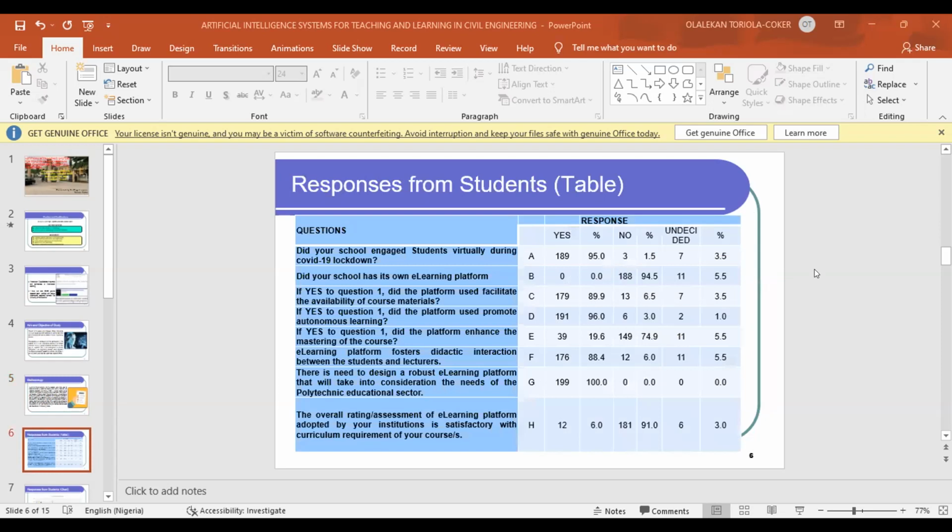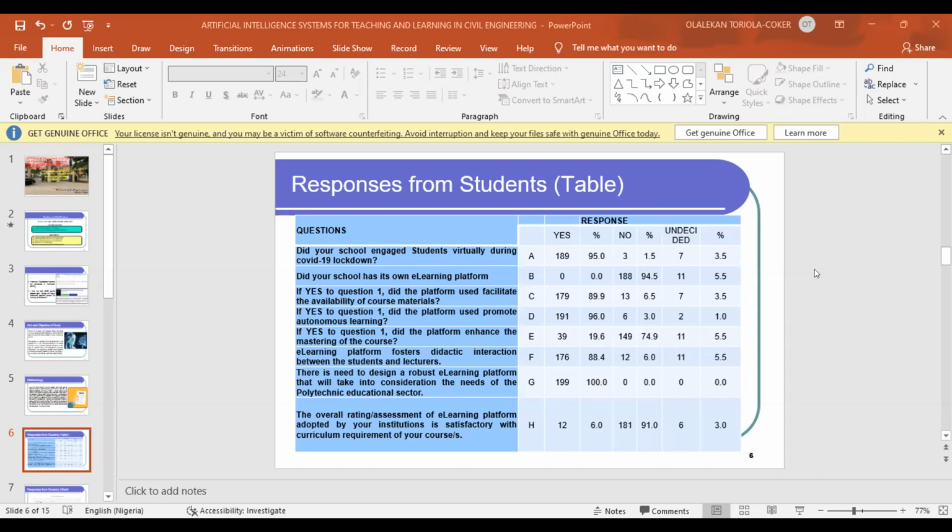And the responses from students, you can see in the table. The questions that I asked them: did your school engage students virtually during the COVID-19 lockdown? And you can see their responses. The question goes thus: did your school have its own e-learning platform? You can also see the responses.